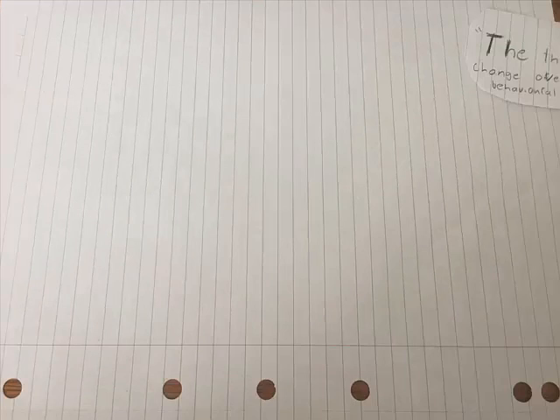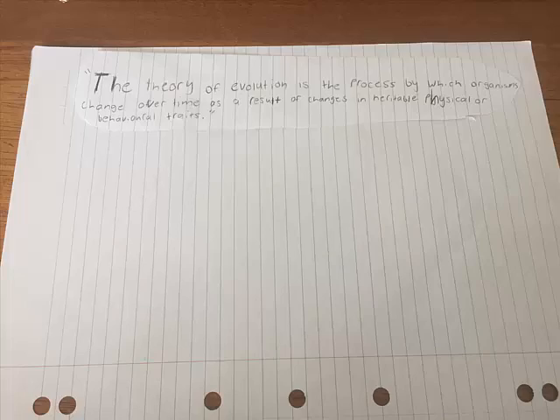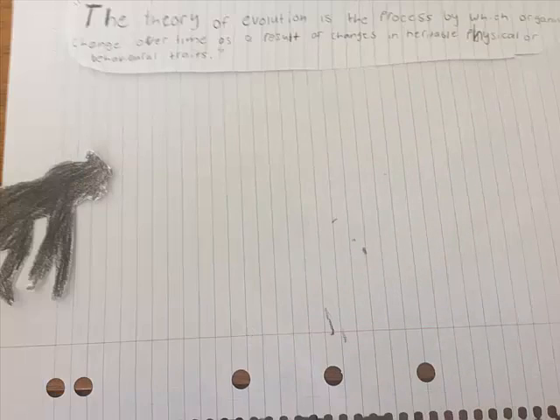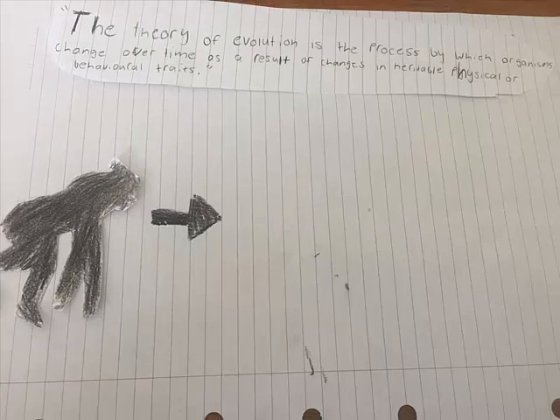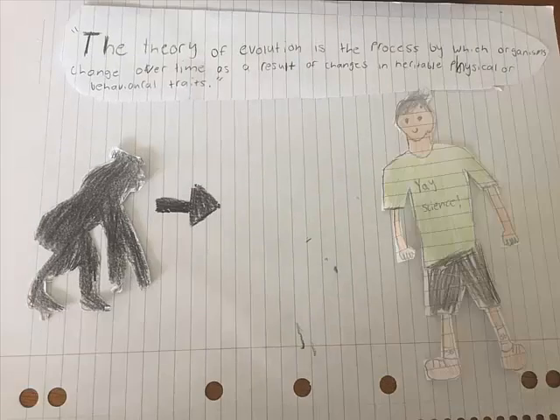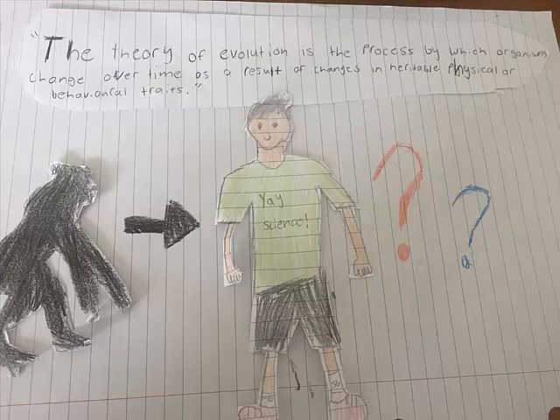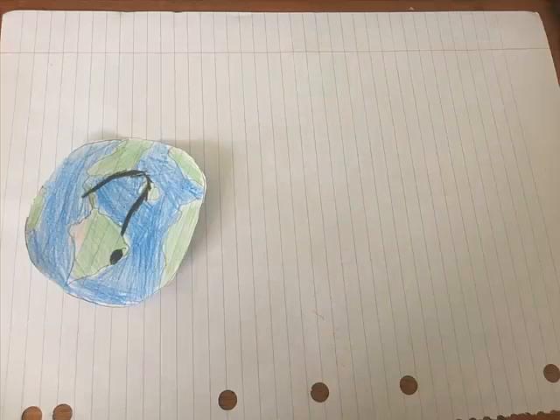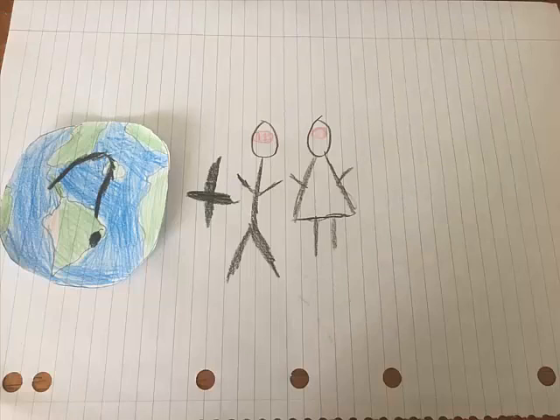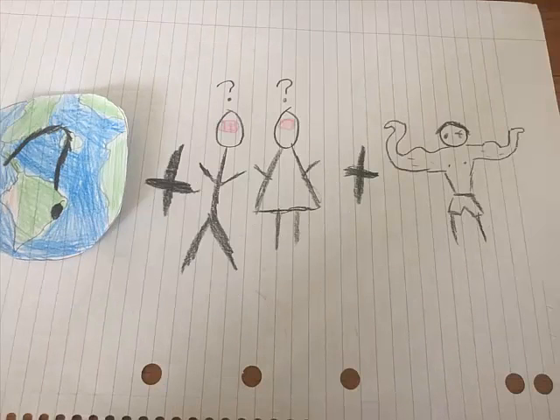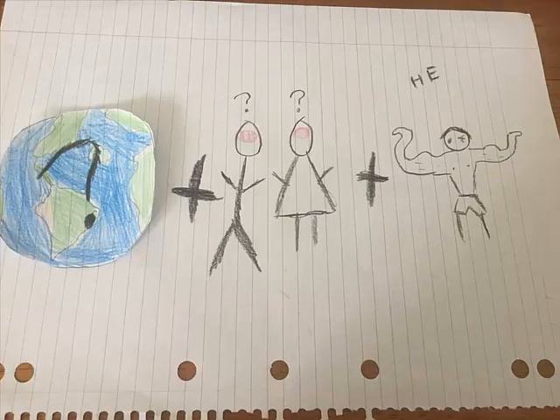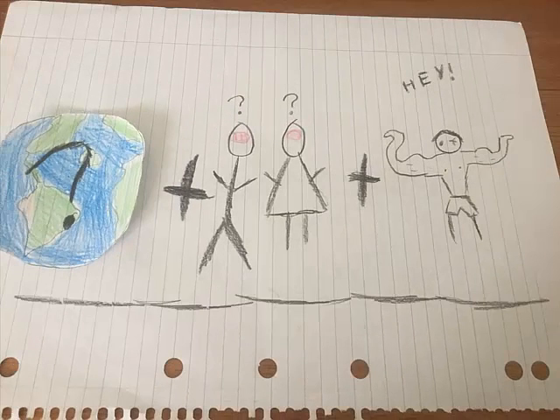Theory of evolution is the process by which organisms change over time as a result of changes in heritable, physical, or behavioral traits. The evolution of humans is a question which has been puzzling scientists and people alike for decades. Where did we come from, and how did we develop into functioning, intelligent life forms if we originate from an ape? In other words, how did we evolve into who we are today?